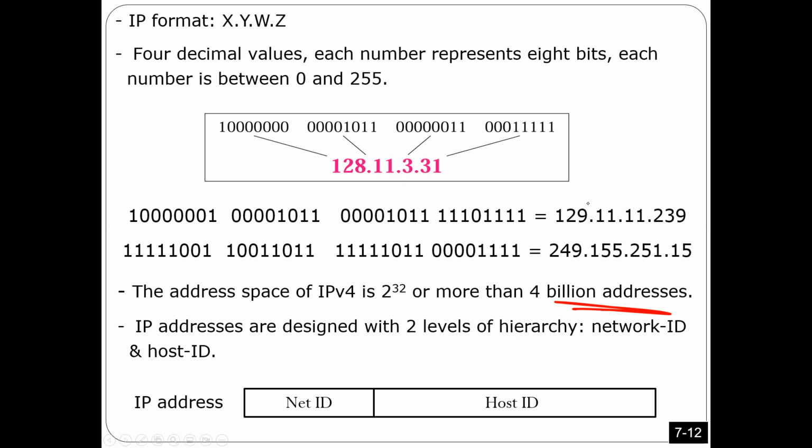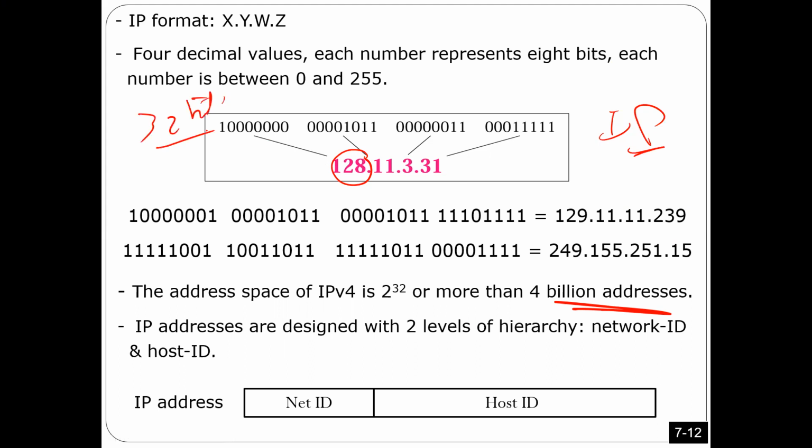128.11.3.31, okay? So four numbers, and the separation between these numbers, we use a dot. This is the format of any IP address for any computer. Is that okay? But you have to understand every number here is actually 8 bits. So as you see here, every number here is actually 8 bits. In total, you have 32 bits.